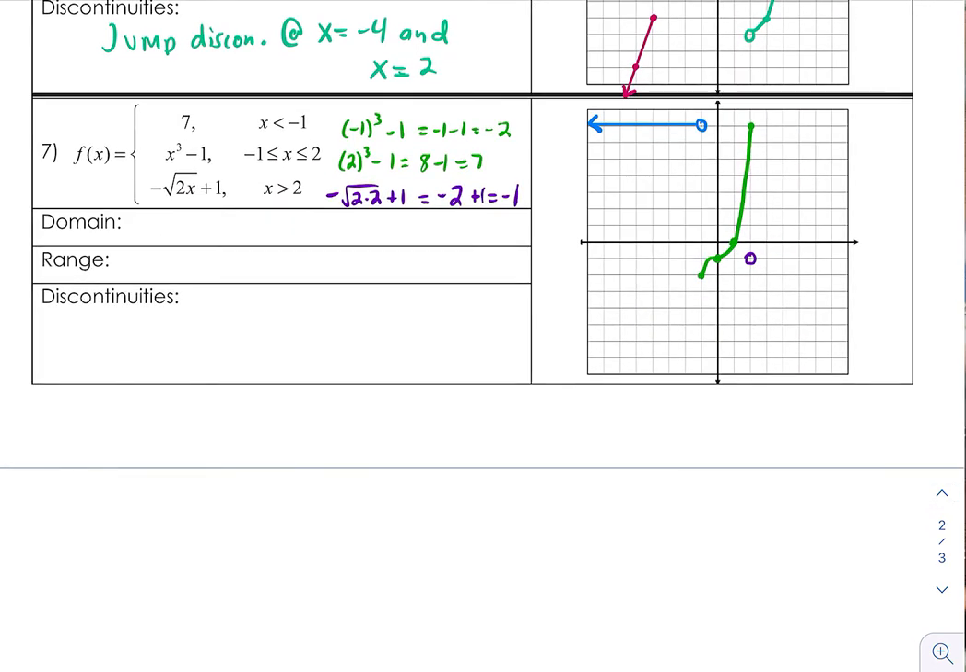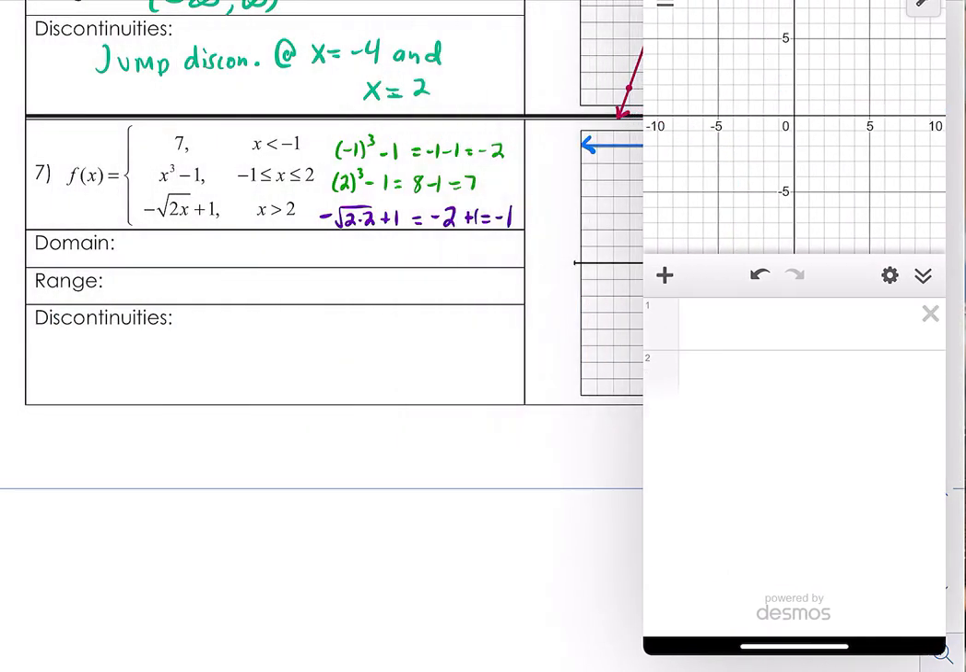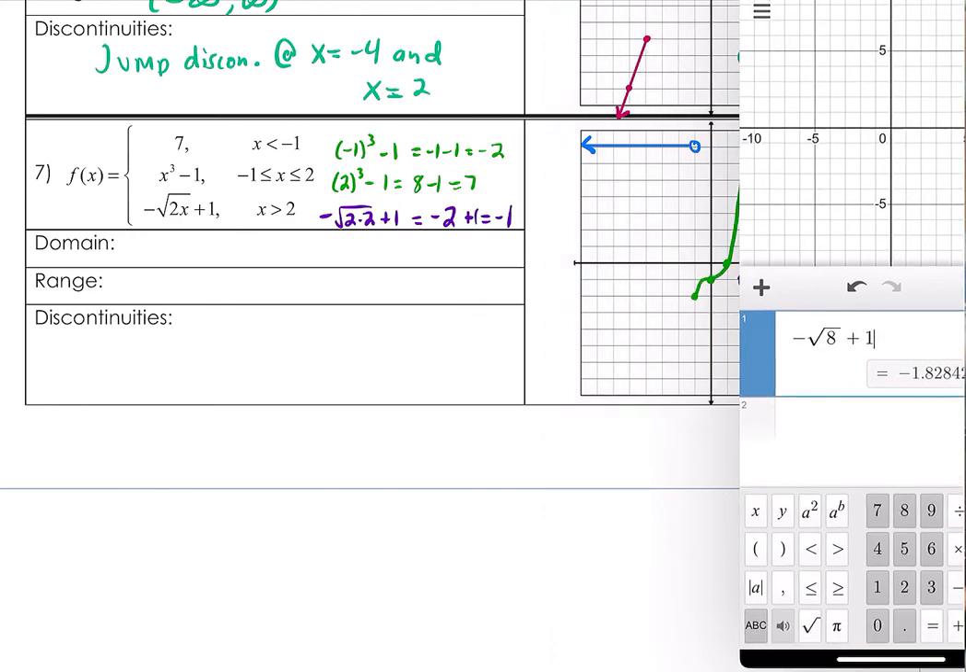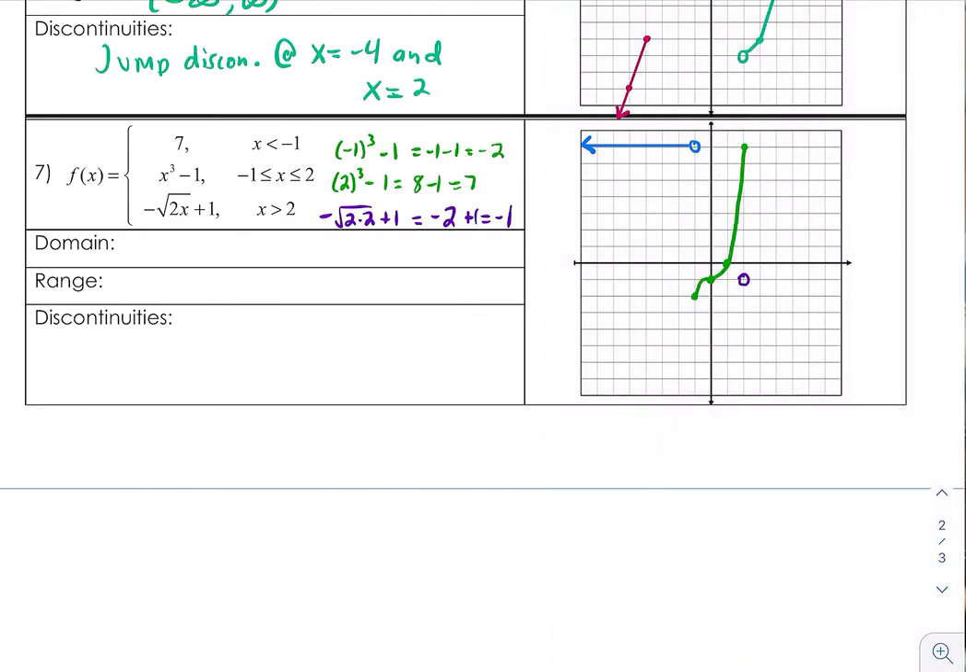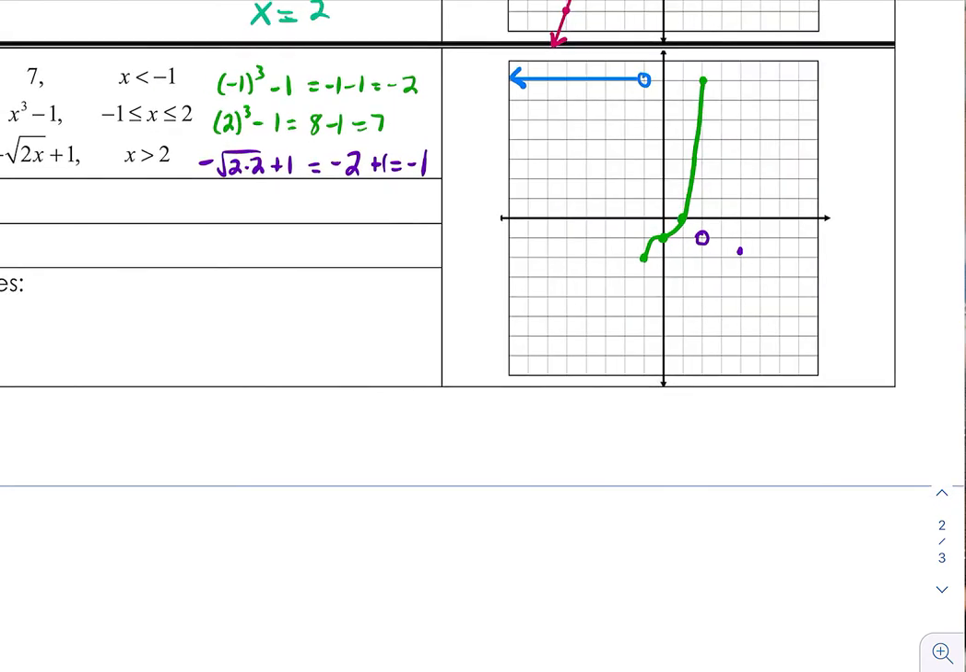So if I plugged in 4, where did Desmos go? There we go. Negative square root of 8 plus 1. That gives us negative 1.83, so a little bit under -2. So when we're at -4, and we could have done the same thing with -3, we're just under -2. So that would put us right about here.